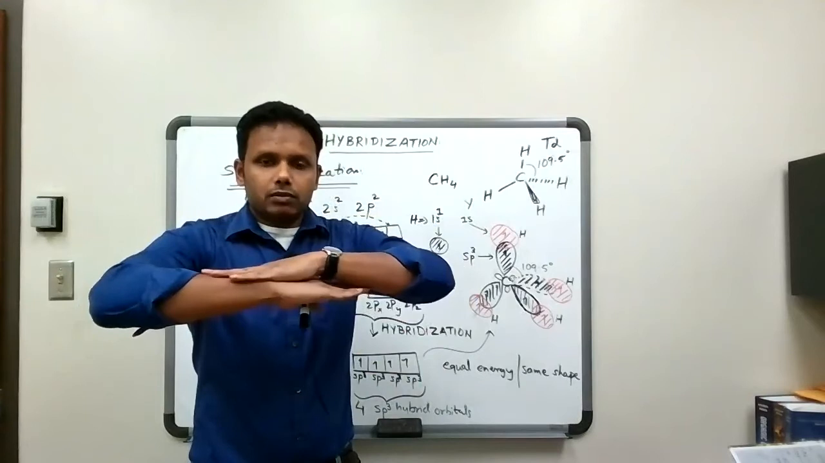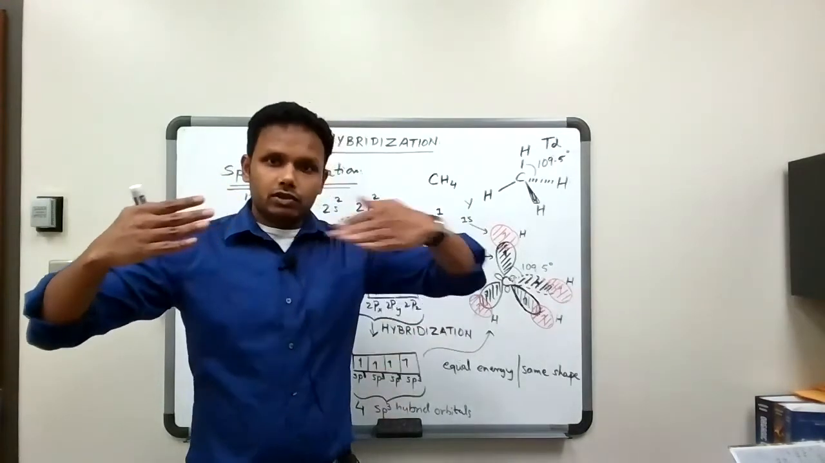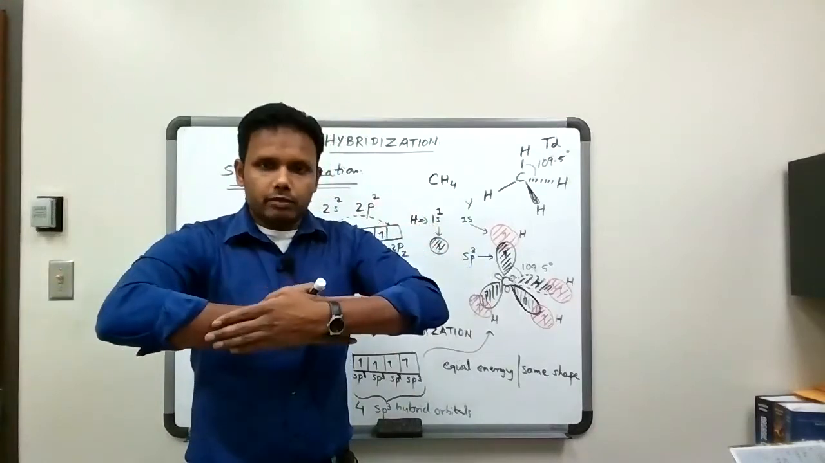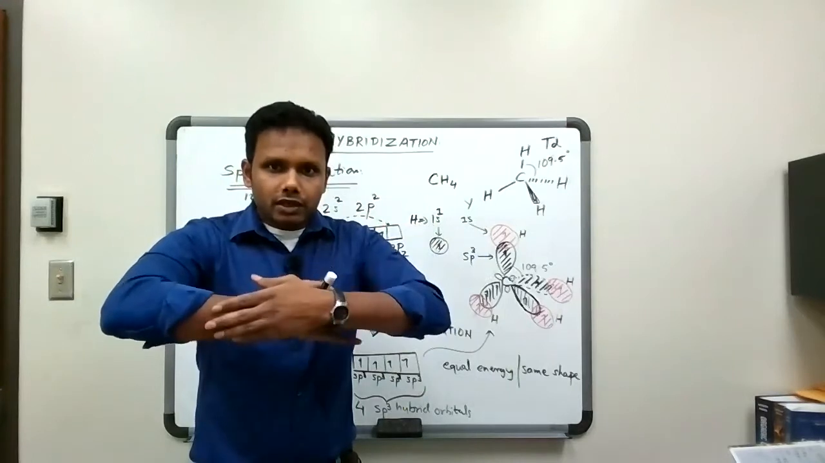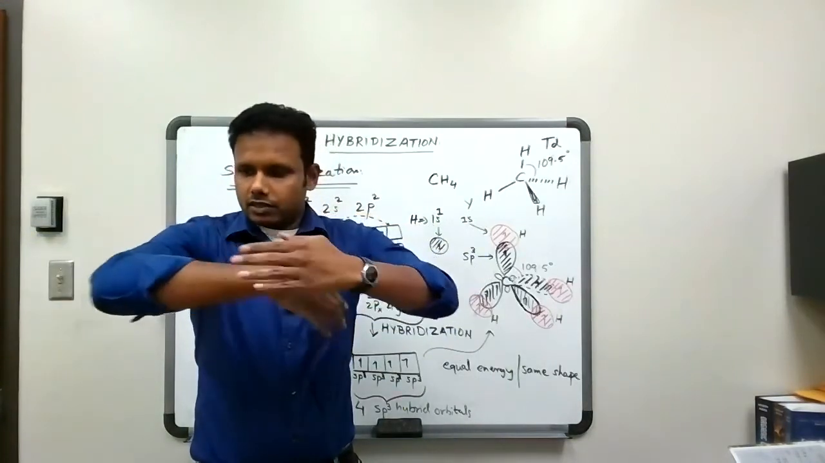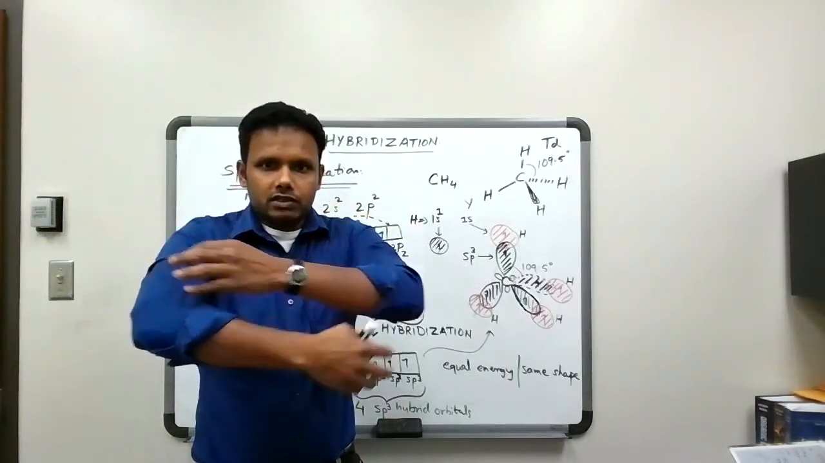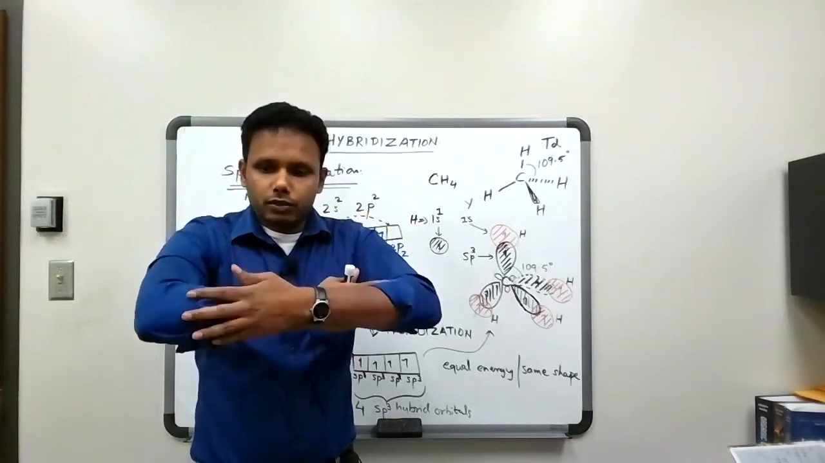And so what this means is, this orbital contains electrons, this orbital contains electrons, and they overlap to form the bond. What that means is the electron density in this bond is in the internuclear axis. So if this is one atom and this is the other atom, then the electron density is along the internuclear axis.